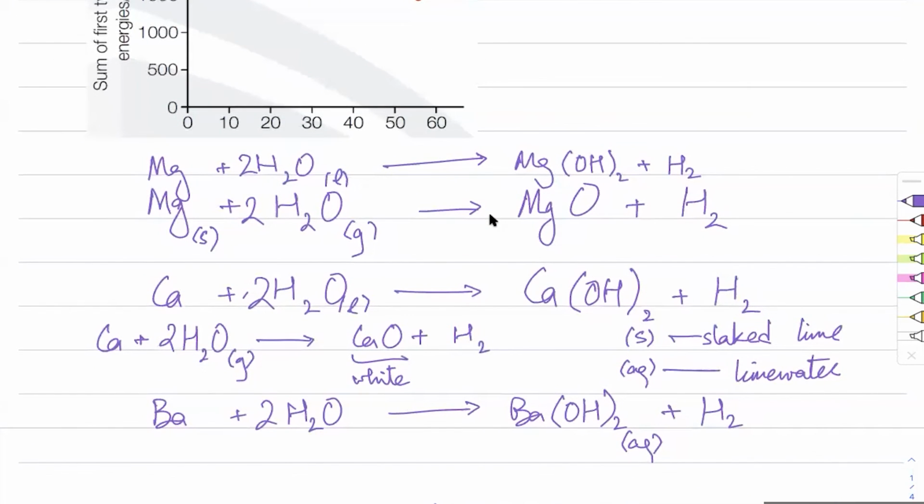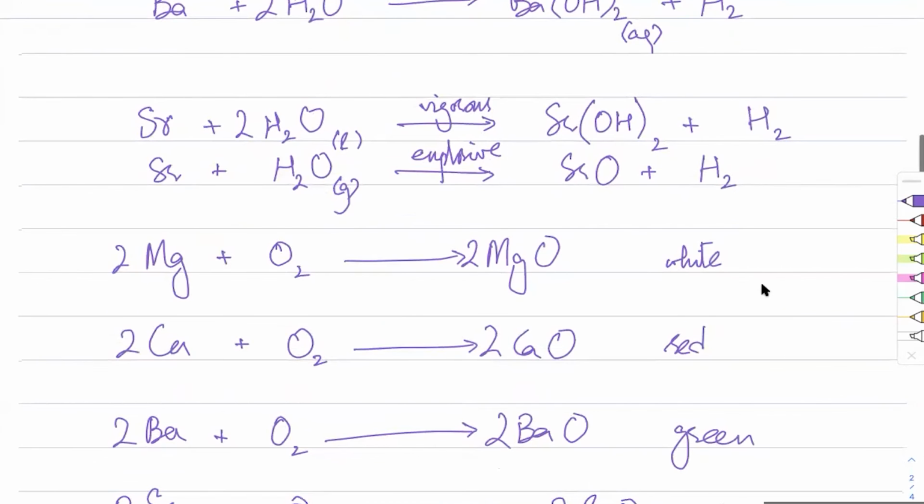They react with water. With cold water, they react slower than steam, obviously, and the reactivity increases down the group, which means that with cold water, magnesium will react very slowly and produce insoluble hydroxide. But with steam, it produces oxide. Same trends with calcium and barium. And down the group, their hydroxides become more soluble. In fact, the reactions become much faster later on.